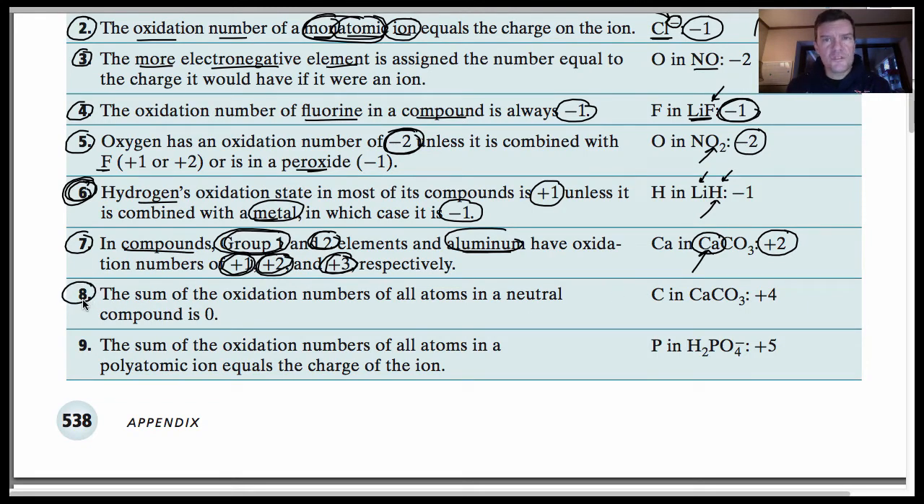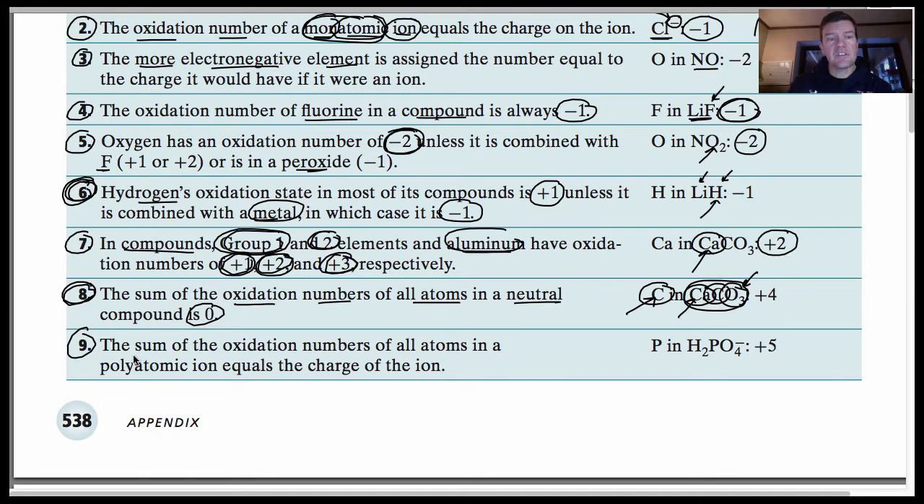Number 8. This is a very important rule. Actually, 8 and 9 kind of go together. The sum of the oxidation numbers of all the atoms in a neutral compound is 0. In other words, the oxidation number of calcium plus the oxidation number of carbon plus the oxidation number of the 3 oxygens have to add up to 0. And that allows us to find the oxidation number of carbon, which we're not sure of, because we know calcium, we know oxygen, and we know all of these have to add up to 0, so we can find the oxidation number of carbon.